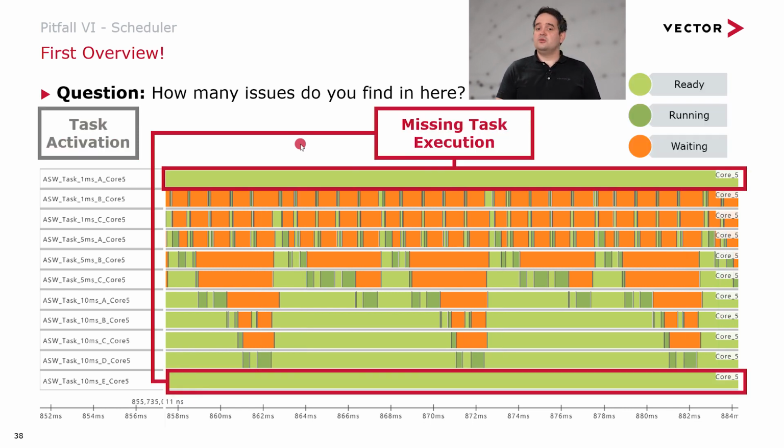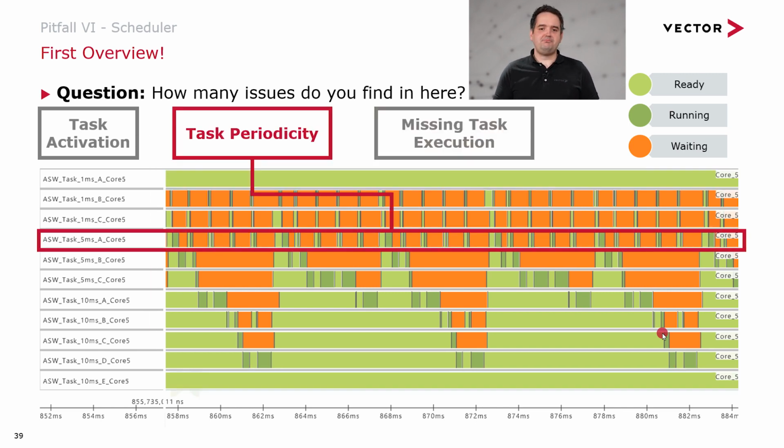We also observe a missing task execution at all. So this 1 millisecond task and this 10 millisecond task always stay light green, so they are never able to run. And here, based on the observation of the trace, I already would expect some errors in your functionality from the ECU, even if it's not running stable. What is also obvious, the task periodicity of this task looks a little bit strange, because the name of this task is 5 milliseconds, but you see this task is running each millisecond.